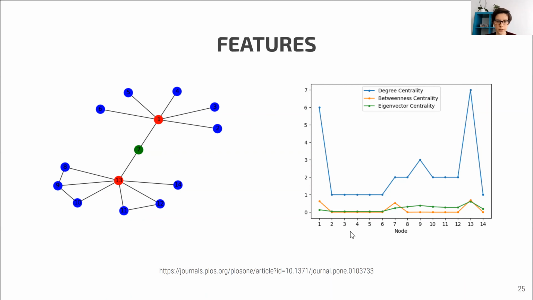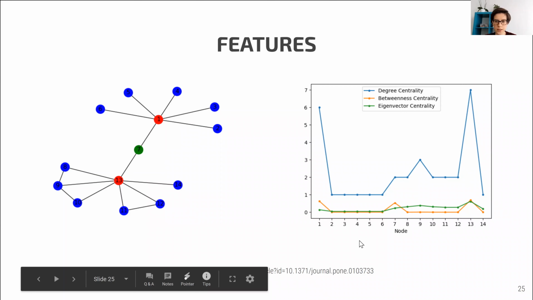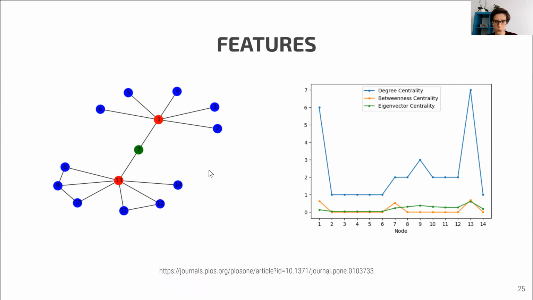And what they show is that, for example, if you take just the degree, there's no way for you to distinguish node 7 from node 8 because they both have a degree of 2. But it's clear that while 8 is kind of a peripheral node, 7 is more of a bridge. And in order to capture this difference, it's necessary to add some more features.